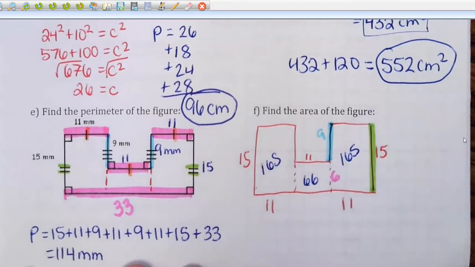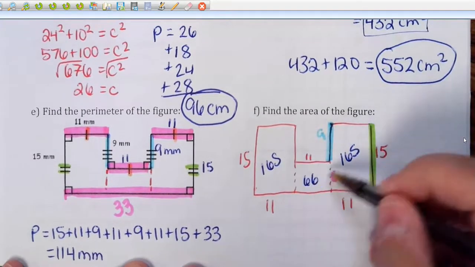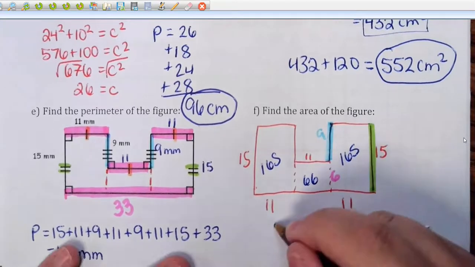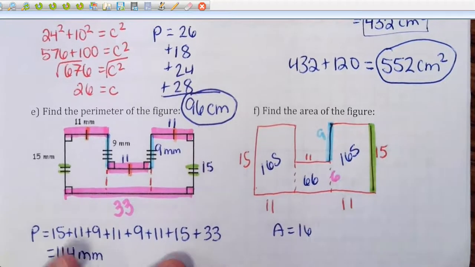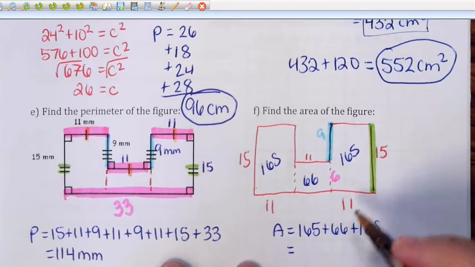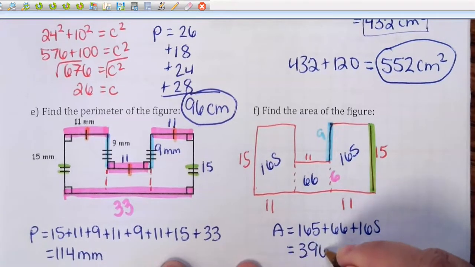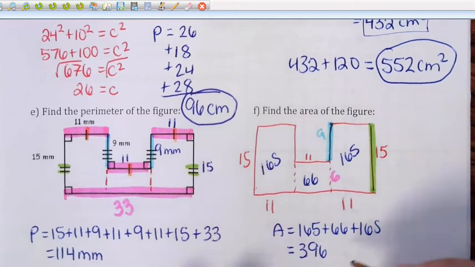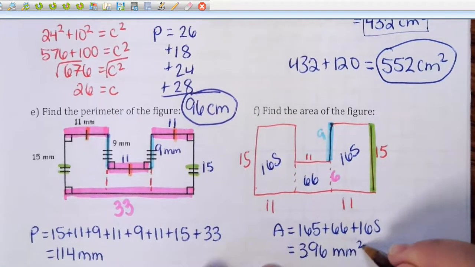And then I have these 3 different areas that make up the whole figure. So all we're going to do is add these guys up, and that'll give us the area. All right, so when you do that, you should get 396, and these did have labels, so this is going to be millimeters squared, or square millimeters.